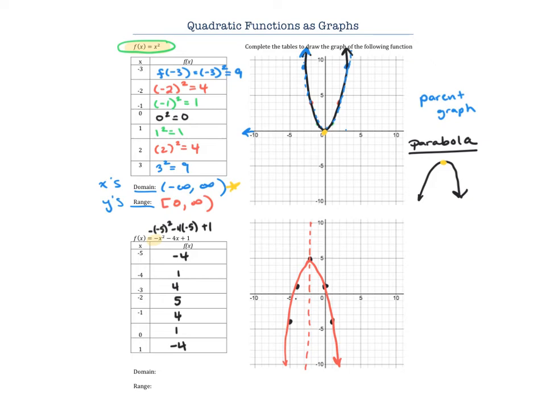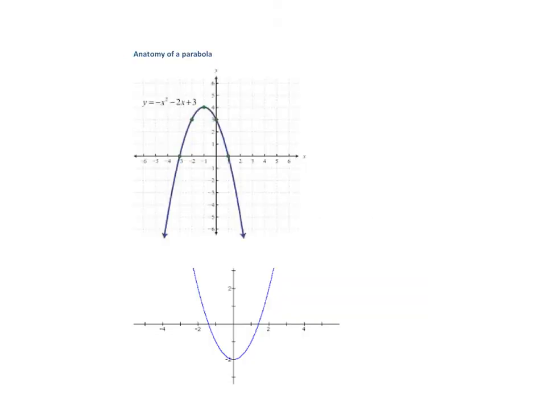So before we get into, okay, how do I graph these without just plugging in a bunch of points? Because there are key pieces of the parabola that we need to graph. Let's talk about what those key pieces are. I'm kind of saying the anatomy of a parabola, the different components to it.